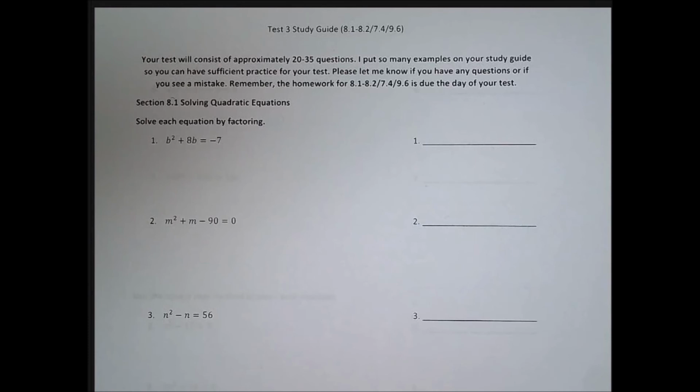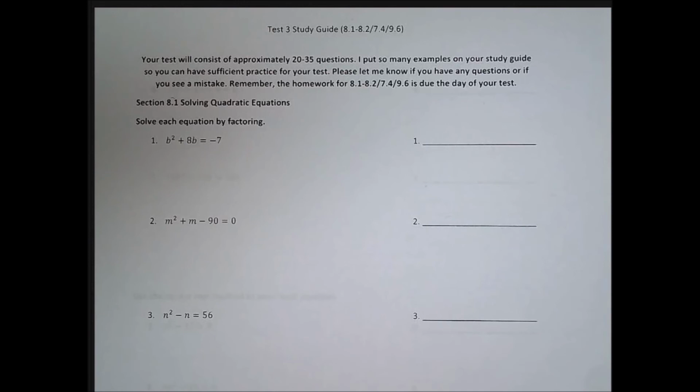Remember, the homework for 8.1, 8.2, 7.4, and 9.6 is due the day of your test at the beginning of class. So we're going to start off with section 8.1, solving quadratic equations.